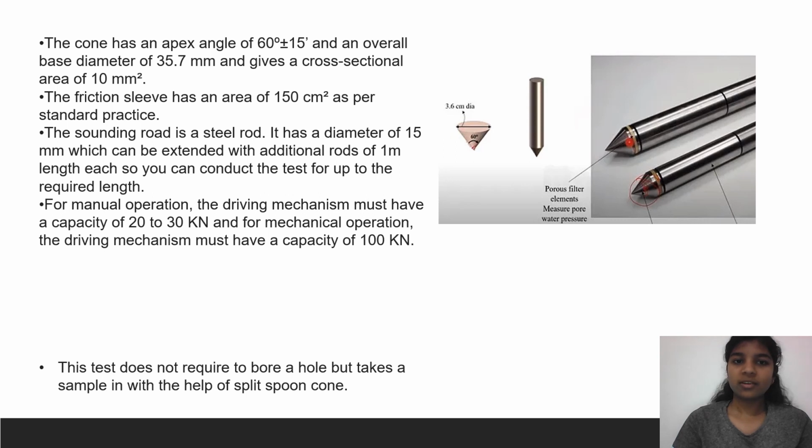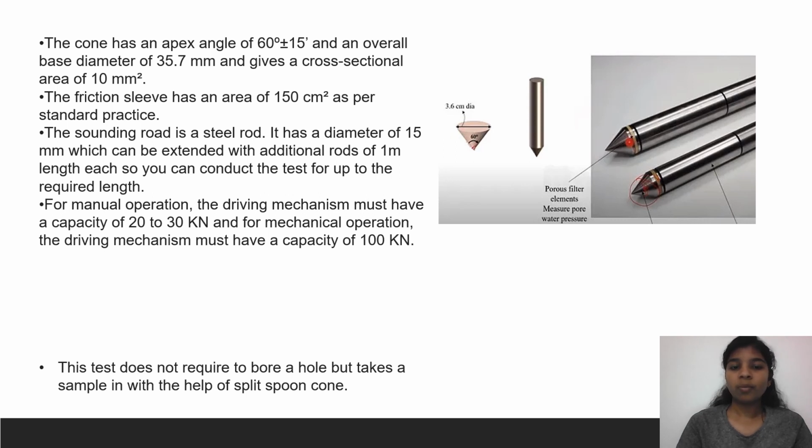The cone has an apex angle of 60 degrees plus or minus 15 and an overall base diameter of 35.7 mm, giving a cross-sectional area of about 10 cm square. The friction jacket has an area of 150 cm square as per standard practice. The sounding rod is a steel rod with a diameter of 15 mm, which can be extended with additional rods of 1 meter length each, so we can conduct the test up to the required depth.